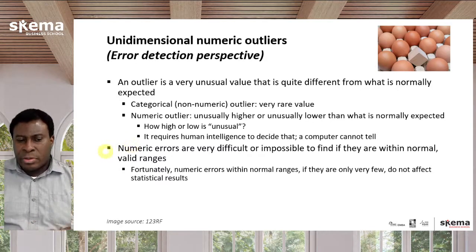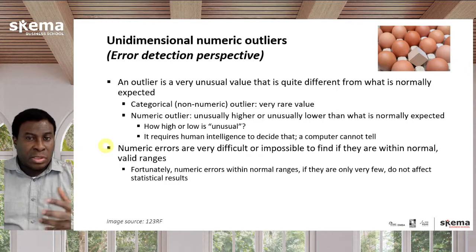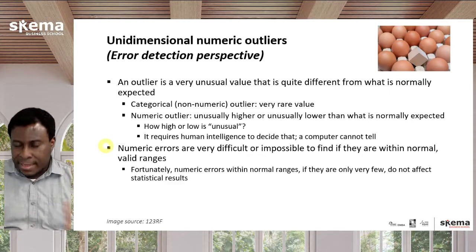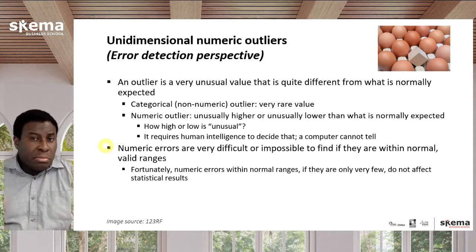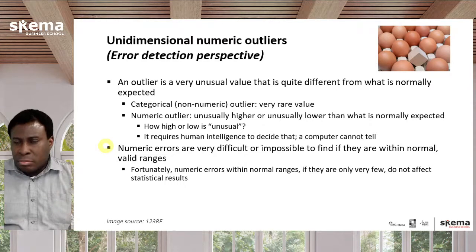Now, numerical errors are very difficult or even impossible to find if they fall within a normal range. So, for instance, if people's ages in your data set normally fall between 18 and 80, and someone is 56 years old but is accidentally typed as 65 in a data set of 1,000 people, it's going to be very hard to detect that, almost impossible. But fortunately, that kind of error within normal ranges in a large data set really does not negatively affect statistical results. It's just a rounding artifact, and it won't change results significantly as long as it doesn't occur too often.